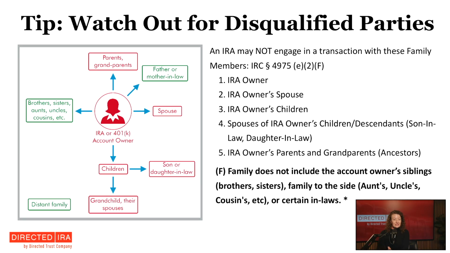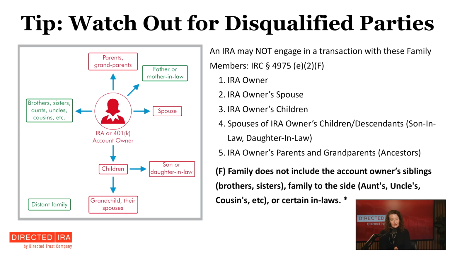So when it comes to disqualified parties, this is not really something that a lot of people are aware of if they're not already self-directing. And there's a reason for that. So let's jump right in. When it comes to your IRA, it is not allowed to transact with certain individuals and those individuals' companies that they may own 50% of or more.